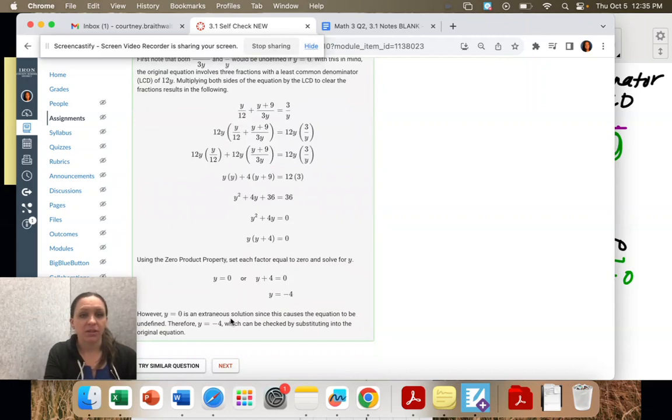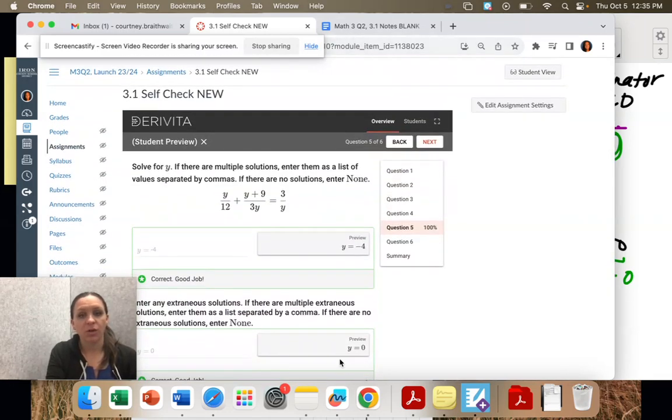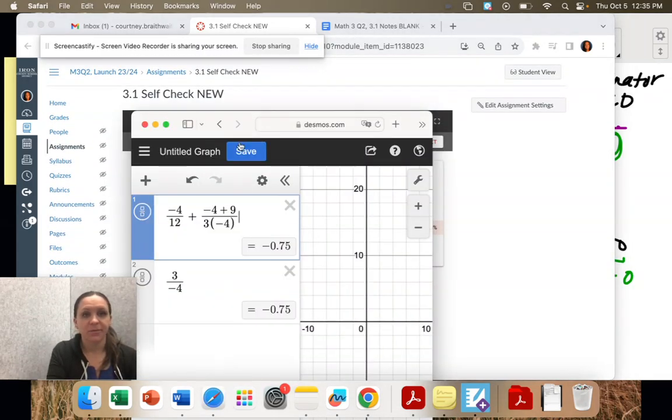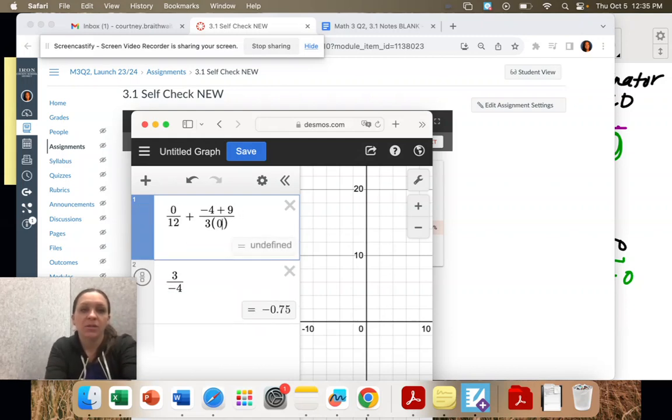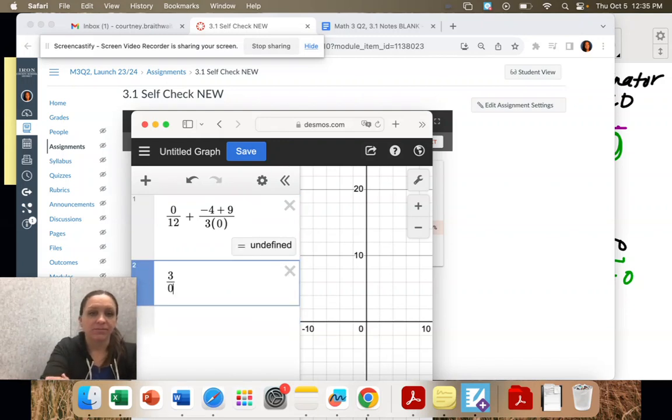So y equals 0, because if we were to put that in, I'll go back. If I change these to 0, we know what happens, right? We get undefined equals undefined. So if something's undefined, we're going to call it extraneous in this situation.